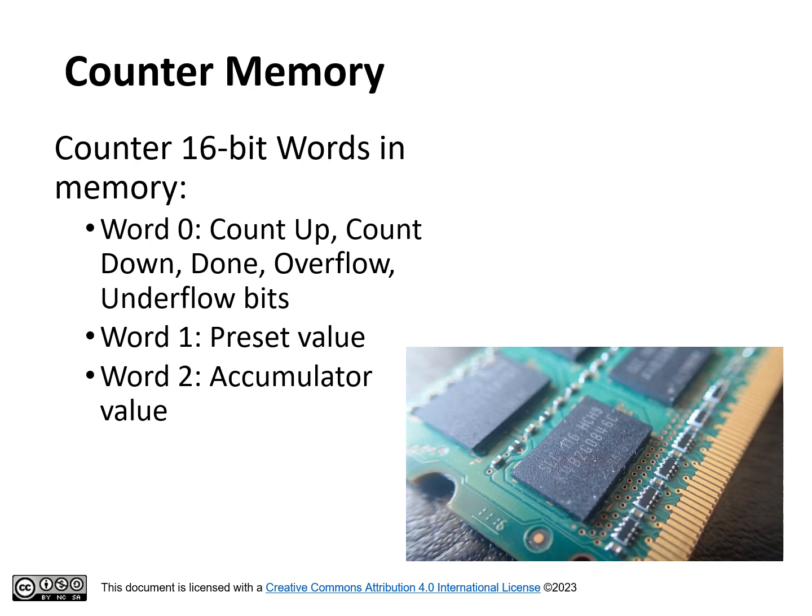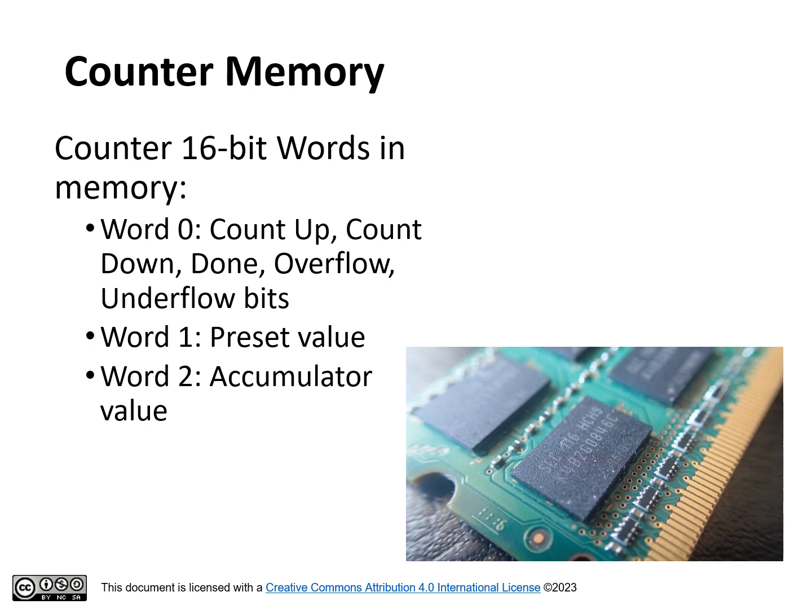Word 0 contains the count up CU bit, the count down CD bit, the done DN bit, the overflow OV bit, the underflow UN bit, and the remaining 11 bits are for internal use. If the CU bit is on, the counter counts up. If the CD bit is on, the counter counts down. The DN bit turns on only when the counter reaches its preset value.